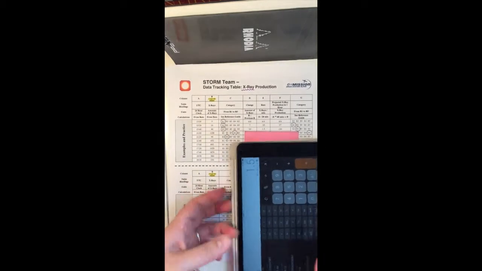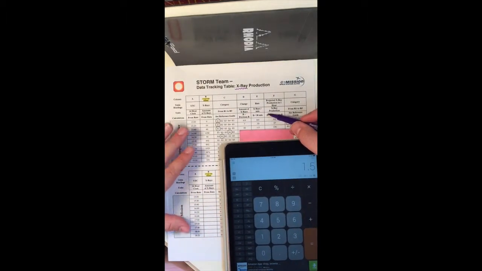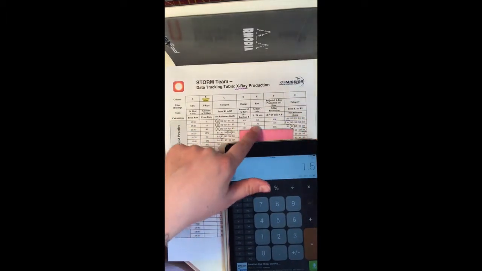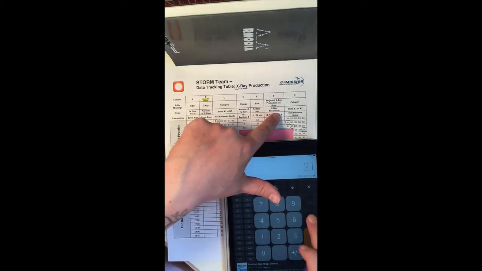So here we go. Let's work these two through. We're going to take E, so right here, E is 0.35. I'm going to times it by 60. I get 21 plus B, which is way back here, 16, and end up with 37.